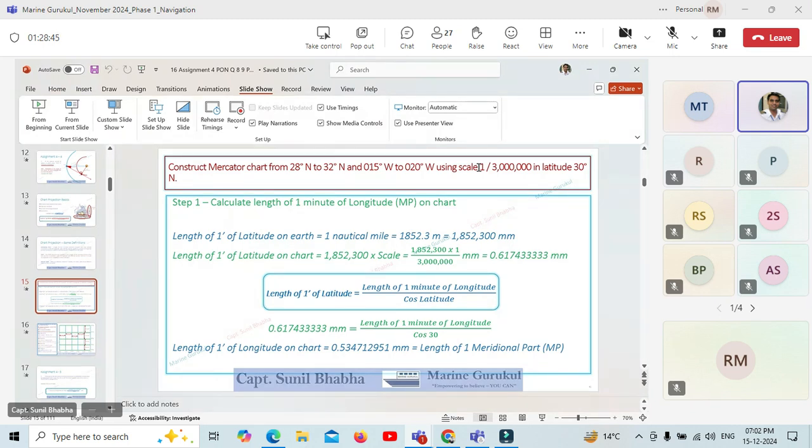Clear, beta? And sir, this mean latitude 30 degrees north, how have we used this in the formula? Beta, in the formula we had a cos latitude in the denominator, na? So which latitude do we put there? Yes, sir, yes, sir. Okay, understood.